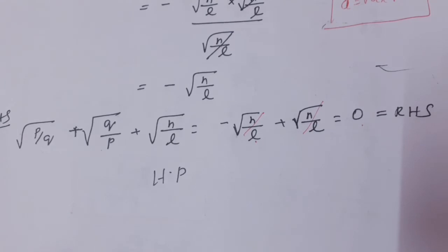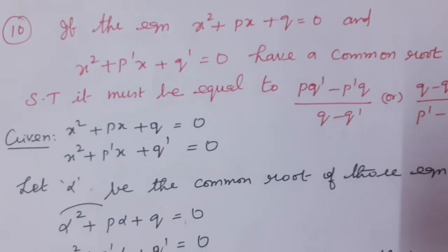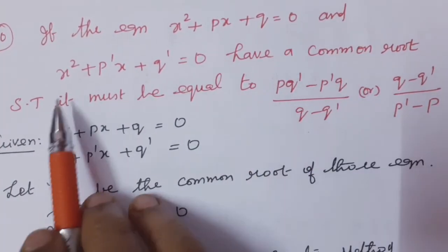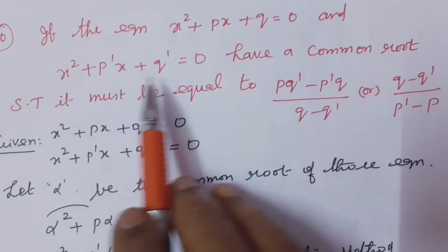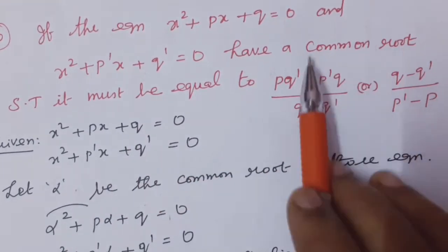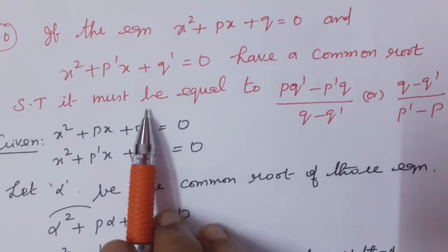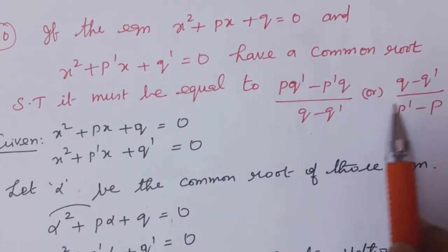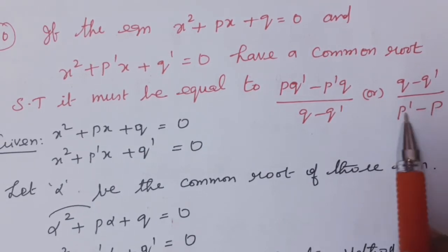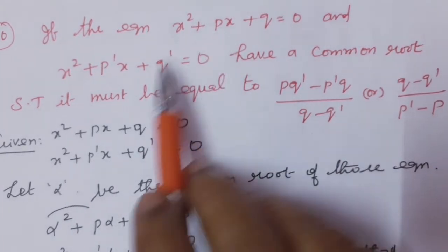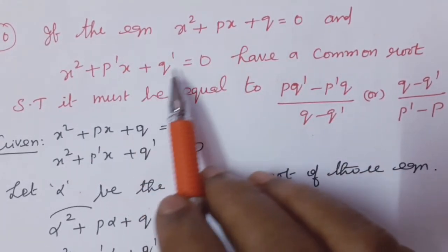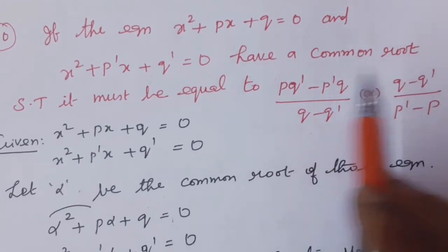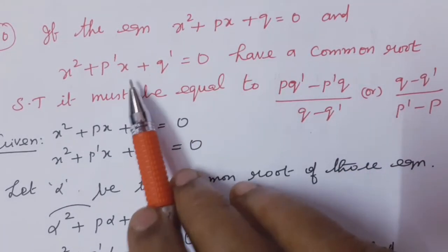This is asked in the 2 mark. See the question number 10. If the equation x square plus px plus q equal to 0 and x square plus p dash x plus q dash equal to 0 have a common root, then we prove the result. It must be equal to, see the result, pq dash minus p dash q by q minus q dash, or q minus q dash by p dash minus p. Given two quadratic equations, using them we have to prove the result. One more thing is the common root is given. One of the roots is common to both quadratic equations.